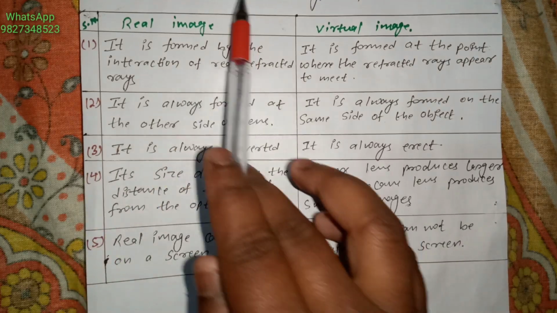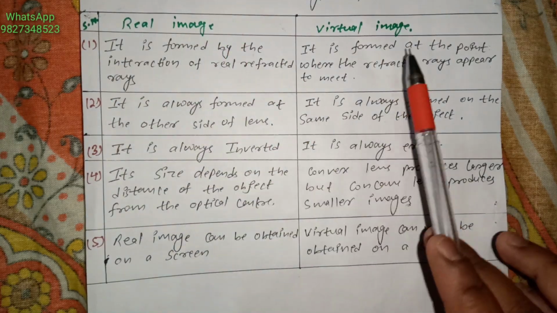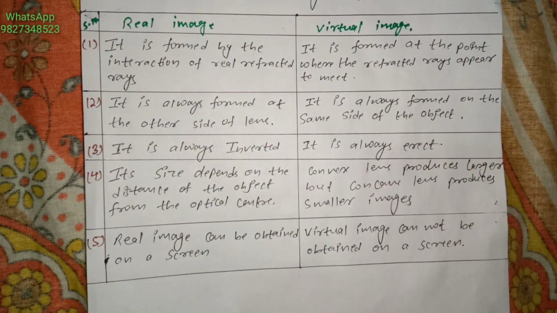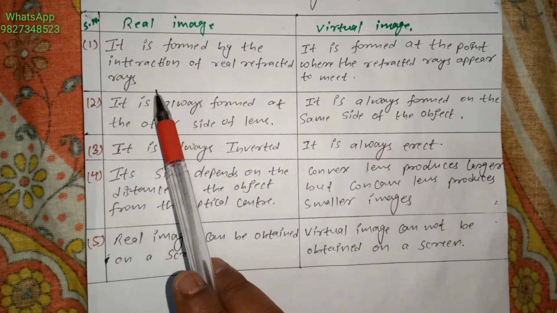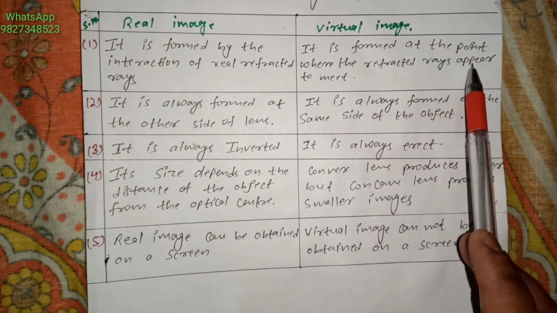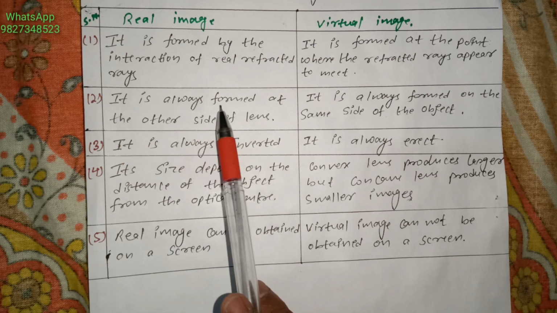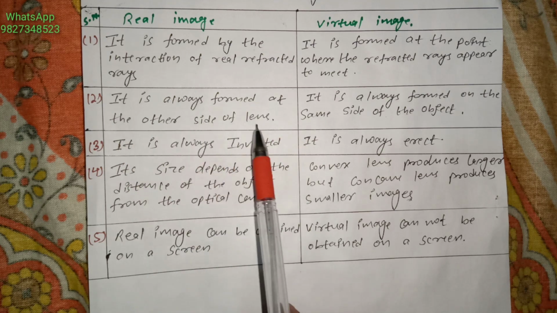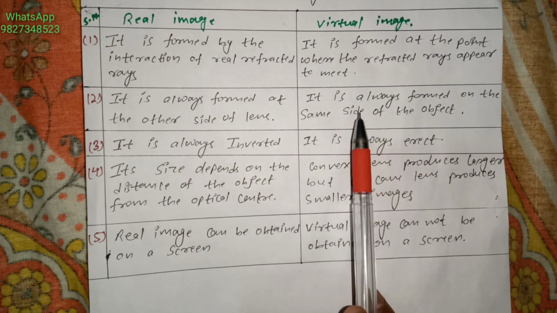So here I have made two columns. In the first column there is real image and in the second column there is virtual image. So the first difference is real image is formed by the intersection of real refracted rays and virtual image is formed at the point where the refracted rays appear to meet. The second difference is real image always forms on the other side of the lens and virtual image always forms on the same side of the object.